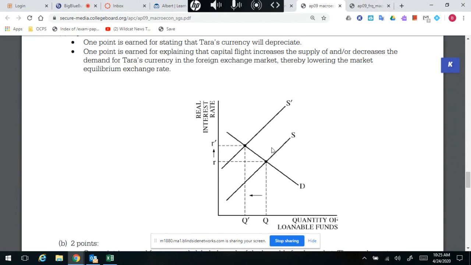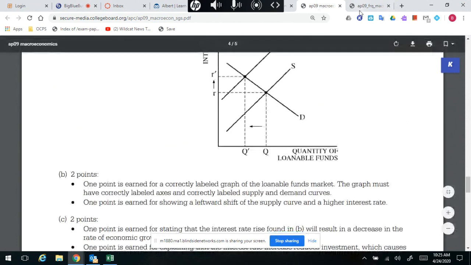So there's less supply. If something becomes more rare, it should cost more to get it. So the cost of getting money is these interest rates. Remember, if you get a loan, that's for real. So the real interest rates are going up.